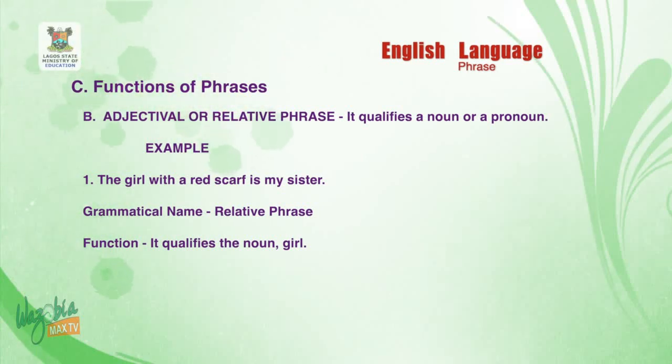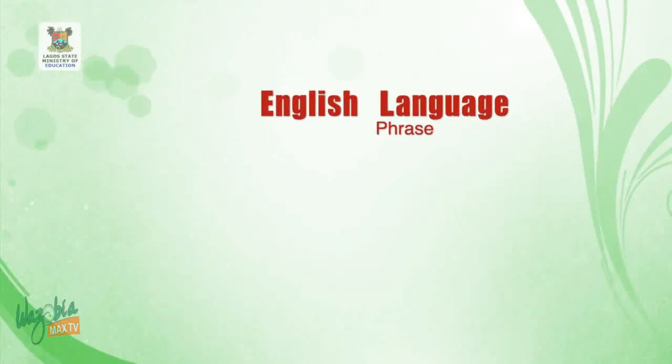Don't forget, we just discussed noun phrase and the adjectival phrase. We considered the grammatical names and the functions. A noun phrase has two basic functions, object of the verb and subject of the verb. Adjectival phrase has one function, it qualifies a noun or a pronoun. Thank you.